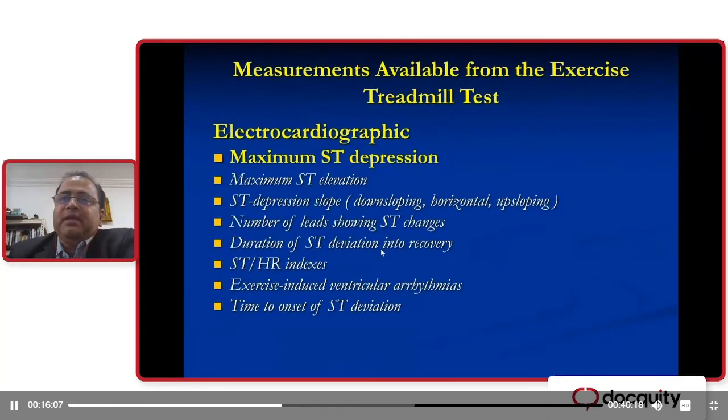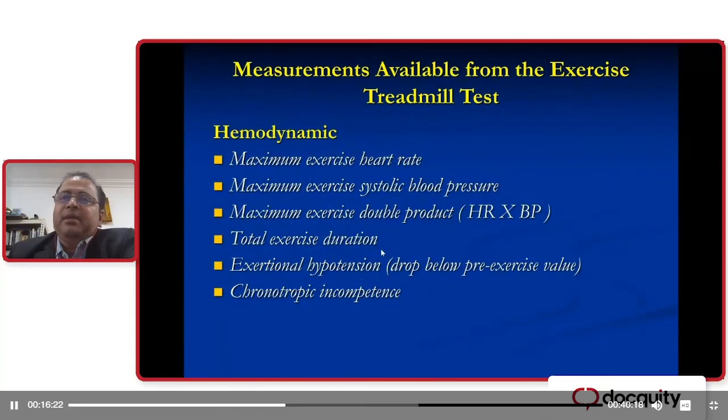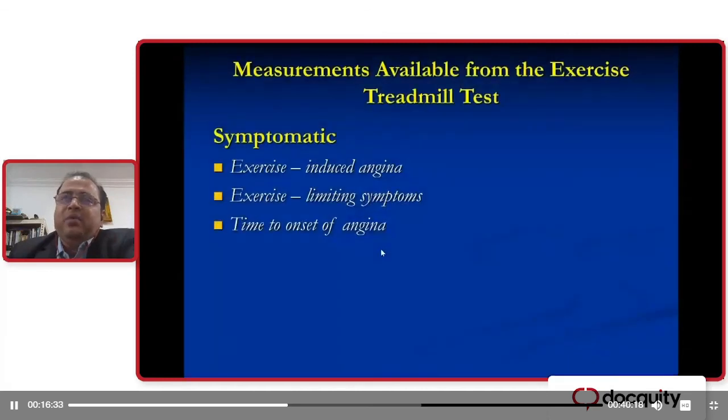One of it is the maximum ST depression, but the other things, you can have ST elevation, you have ventricular tachycardia. There are other things you can actually look at, but most of the time we just look at this important parameter. And then comes to hemodynamics, whether there's a drop in blood pressure, whether the heart rate is not achieved, and things like it can be actually signs of ischemia, and total exercise duration, and whether they have symptoms.